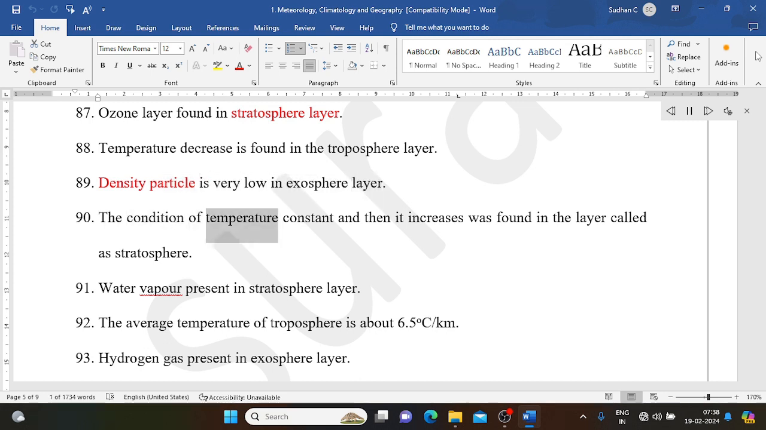The condition where temperature stays constant and then increases is found in the layer called the stratosphere. Water vapor is present in the stratosphere layer. The average temperature lapse rate of the troposphere is about 6.5°C/km. Hydrogen gas is present in the exosphere layer.